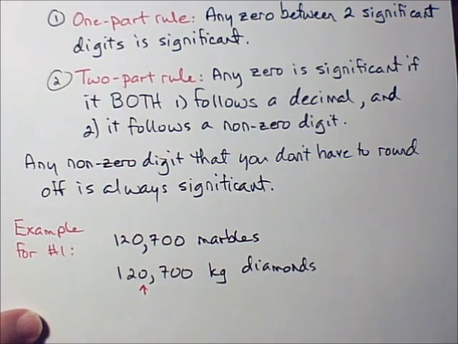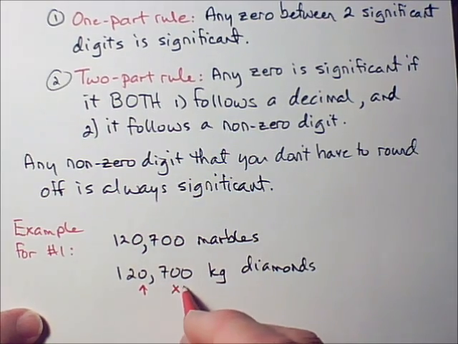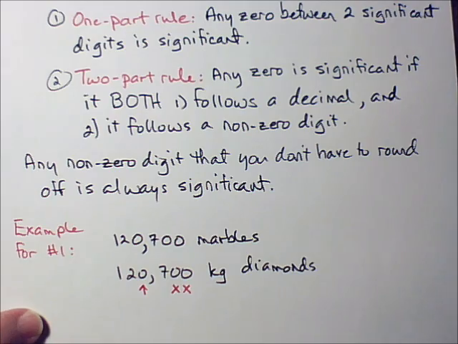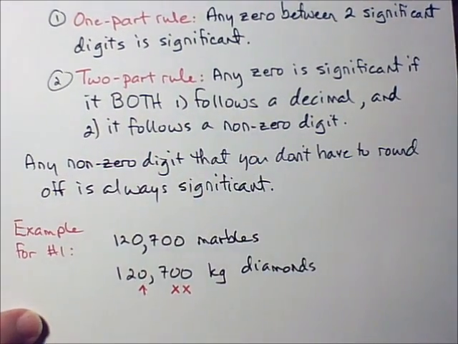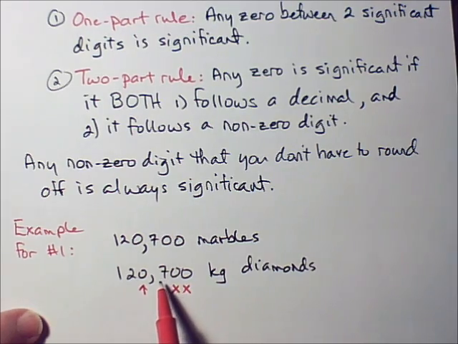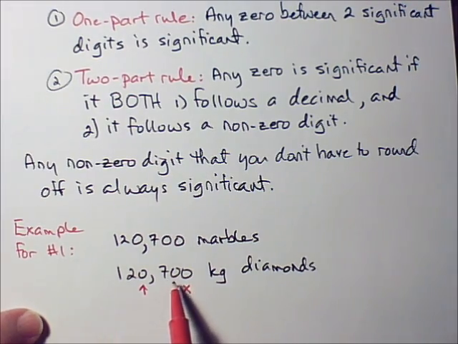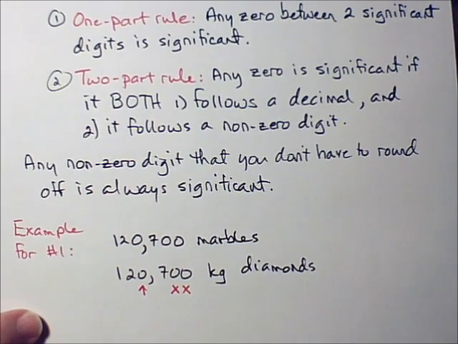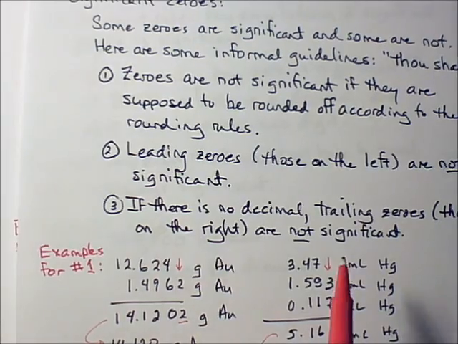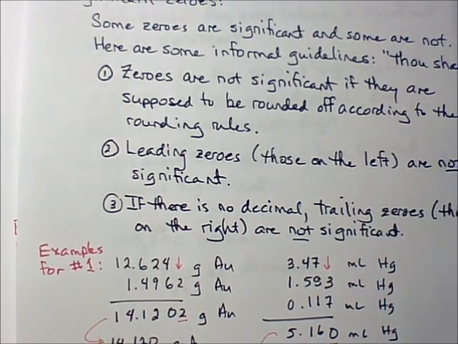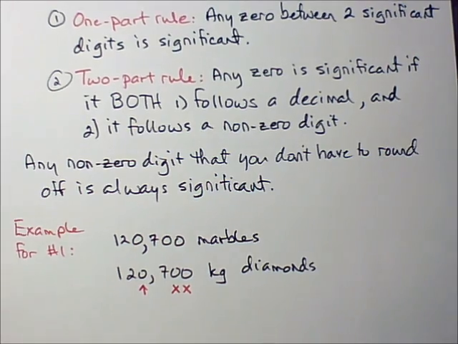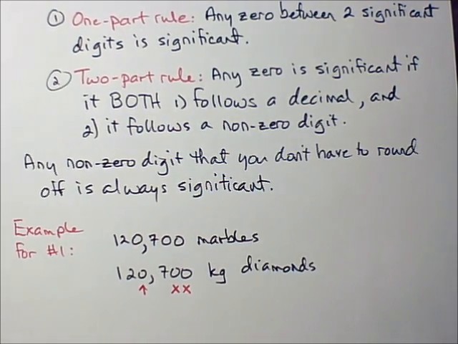Now these two zeros down here, they're not going to be significant. They don't meet either one of our rules for significance. They are not between two significant digits. And while they follow a non-zero digit, the two-part rule says they have to do both, follow a non-zero digit and a decimal place. So while these follow a non-zero digit, they don't follow a decimal place. There's no rule that makes those significant. If we go back and apply our informal rules, trailing zeros without a decimal place are insignificant, right? So apply either set of rules, you're going to get basically the same answer. Any questions about that?